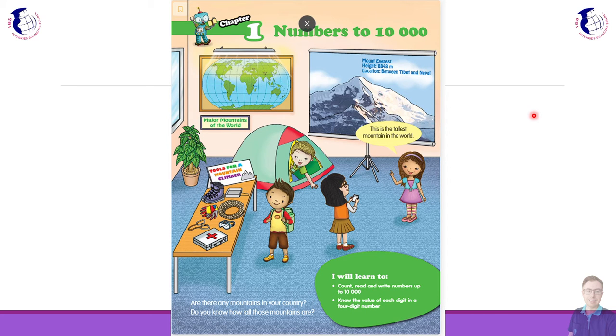So, this is the chapter opener, chapter number one, numbers to 10,000. Quite a few things to see on this page. We have a world map here, and we have a mountain here called Mount Everest, which is the highest mountain in the entire world. It tells you how high it is there, 8,848 meters.